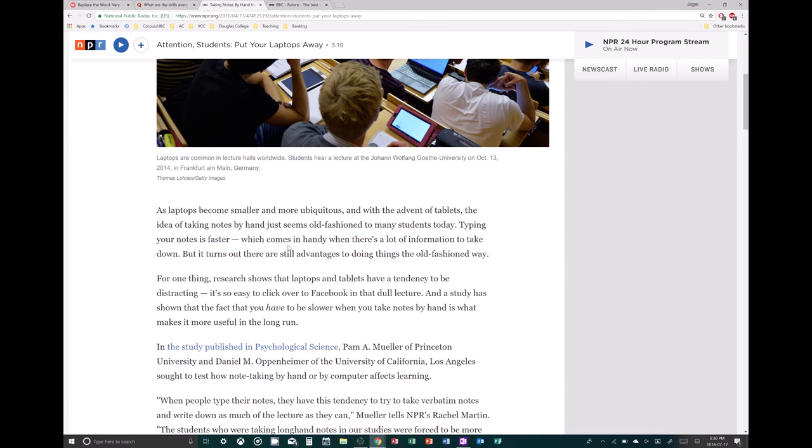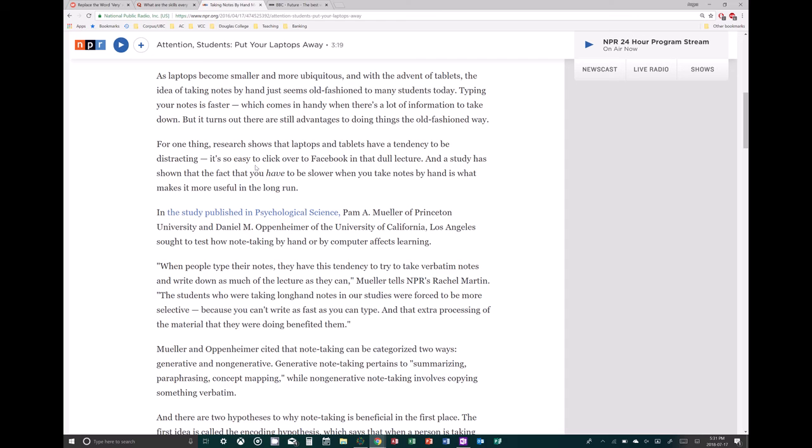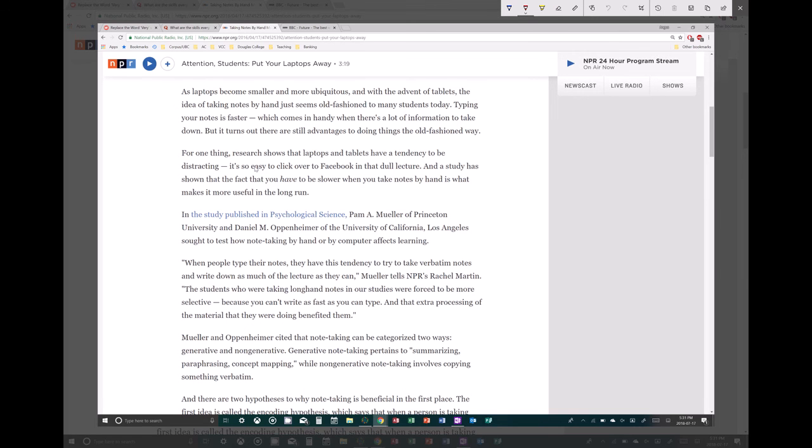So, I'm just going to use this part here. Let's give it a try. There's some keywords: laptops, tablets, old-fashioned, notes, that's going to be everywhere. Notes, note-taking, and then some important words like summarizing, paraphrasing, concept mapping.